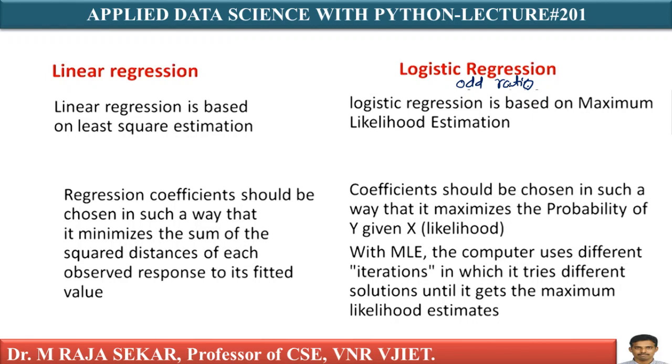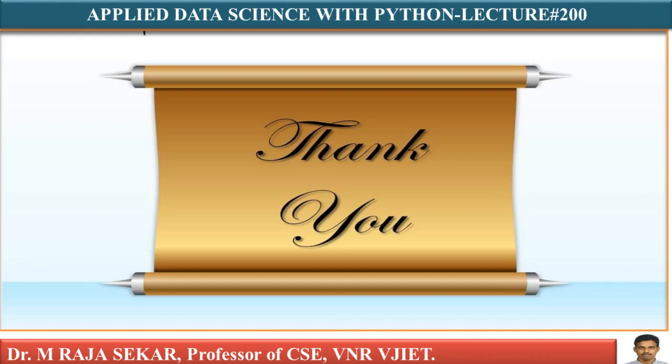But in linear regression, you cannot find a concept like the odds ratio. I discussed odds ratio in detail already. We have odds ratio related to logistic regression, but you don't have such concepts in linear regression. These are the important differences between linear regression and logistic regression. I request all of you to go through these differences, which are very important.